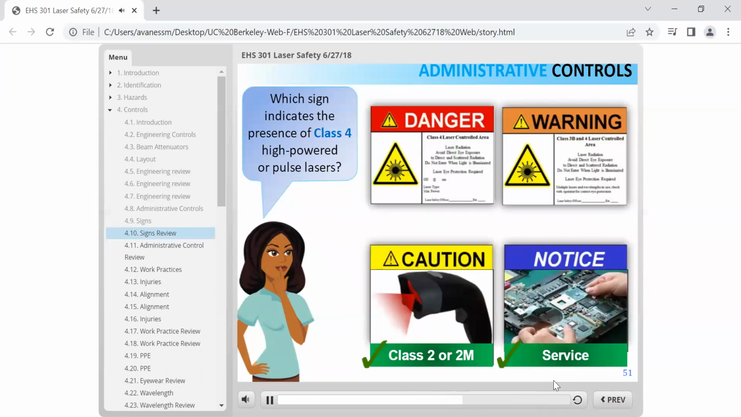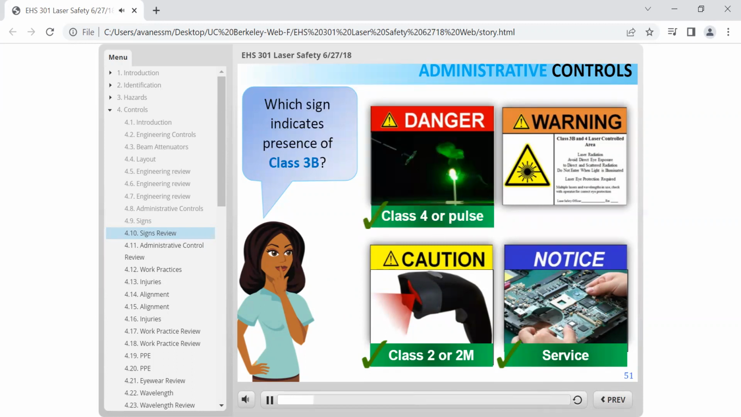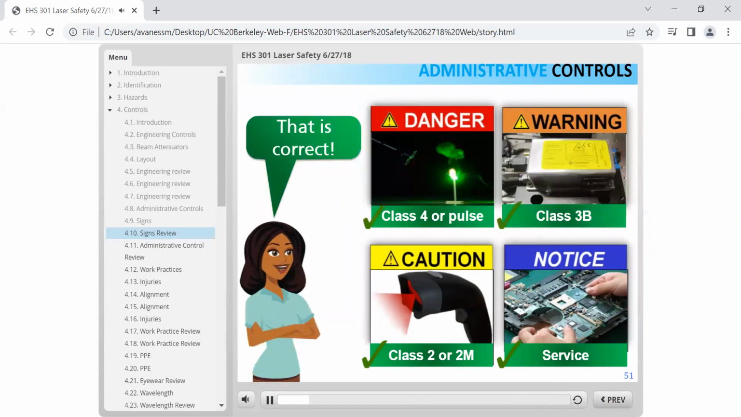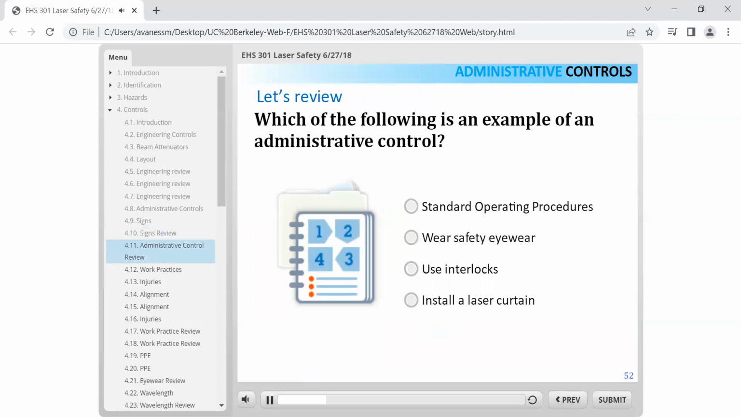Which sign indicates the presence of Class 4 extremely high-powered or pulse lasers? Red danger signs indicate the presence of Class 4 extremely high-powered or pulse lasers. Which sign indicates the presence of high-powered Class 3B lasers? That is correct. Orange warning signs indicate the presence of high-powered Class 3B lasers and most Class 4 continuous wave lasers. Let's review. Which of the following is an example of an administrative control?